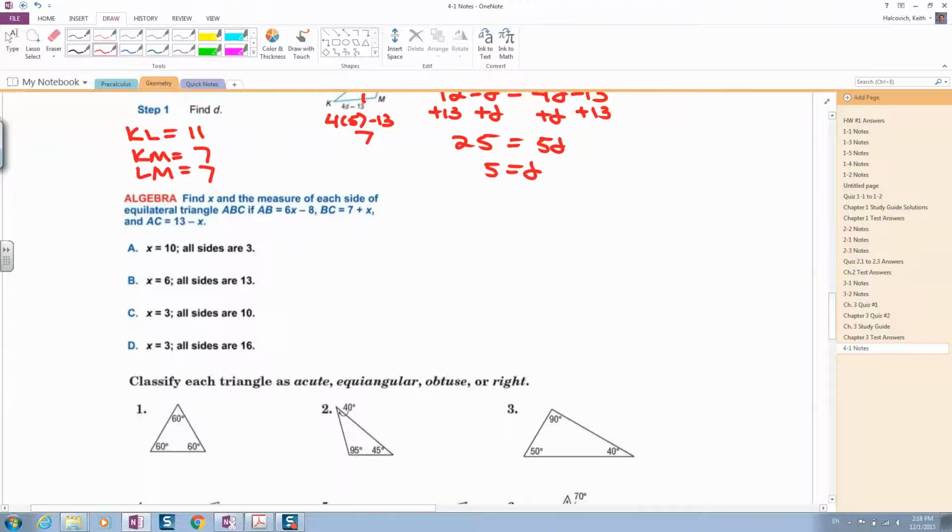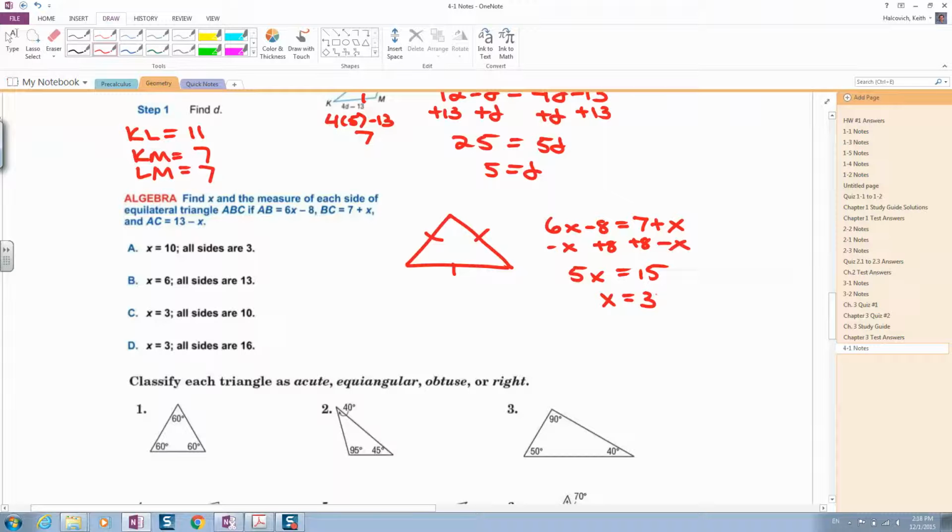All right, so the next question says find x and the measure of each side of the equilateral triangle. They're all three the same, so that means all the sides must be equal. So you can set any two equal to each other and solve for x. Here I get 5x and then add 8, so I get equals 15, and x equals 3. Now you have to figure out what the sides are. Well, 7 plus 3 is 10, so all sides are 10. So that means it's C.